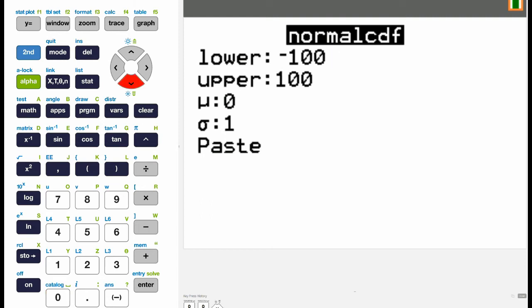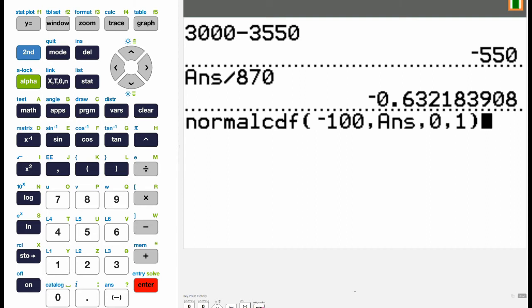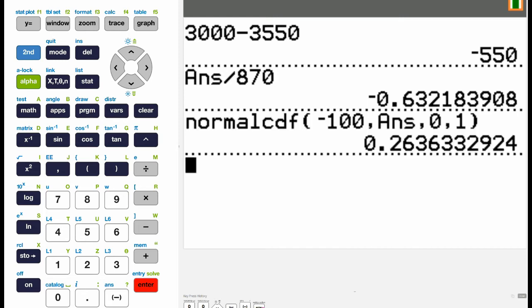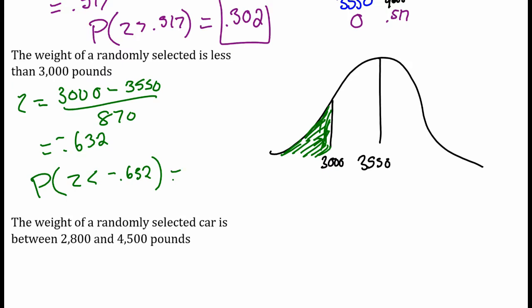The upper bound, well, where do I want it to stop? That was that z-score I just computed, so I'm going to put answer there. Paste that in. Again, if you don't have the 0, 1 there, that's okay. If you have a TI-83, you're probably just going to have negative 100, comma, answer. And you get a probability of 0.2636 and so on. So to 3 places is 0.264.